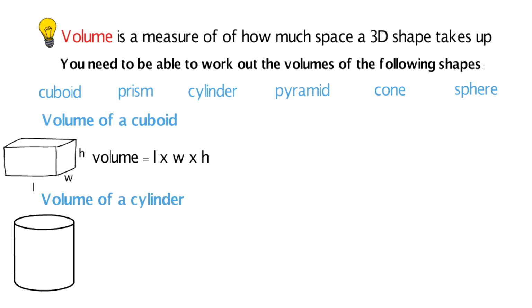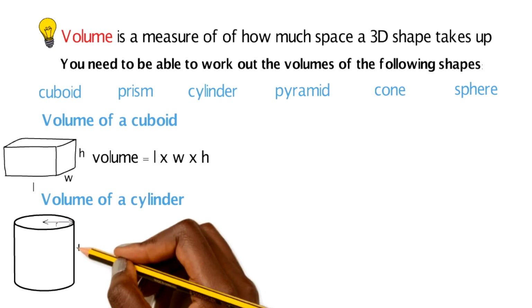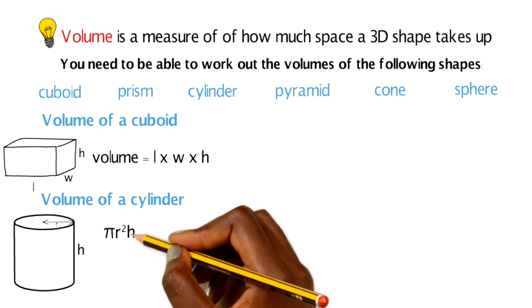So here is our cylinder. And remember, a cylinder has a circle on top usually. So that would be our radius, and it has a height. And so in order to work out the volume of a cylinder, it would be pi r squared times height.